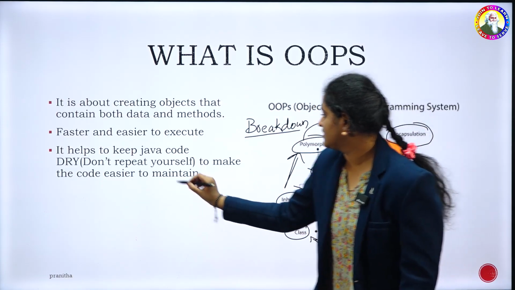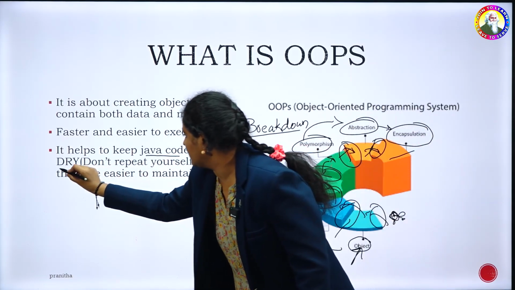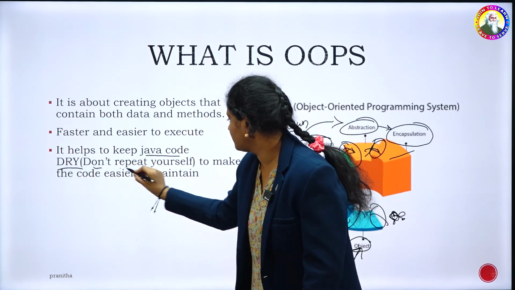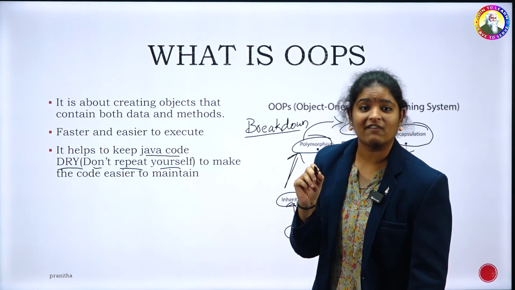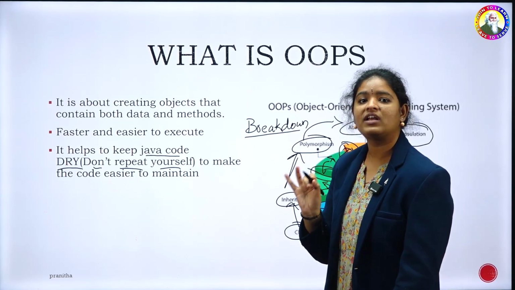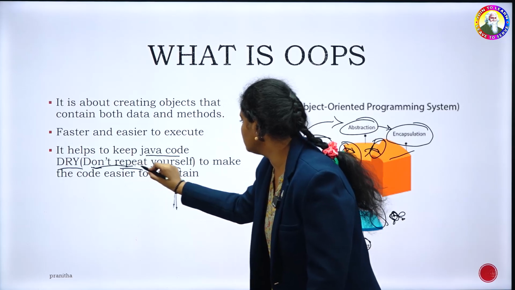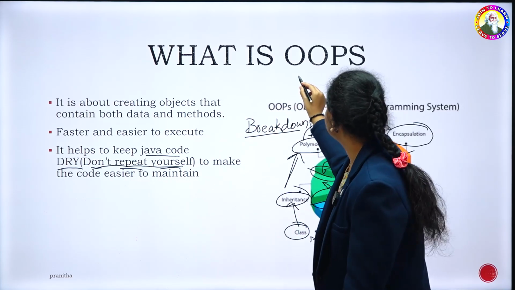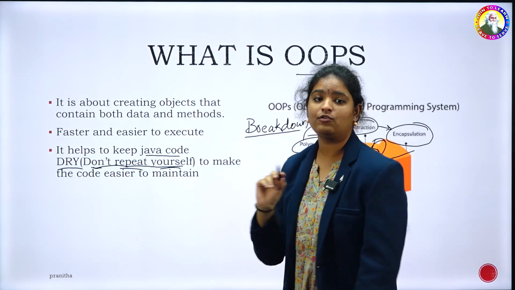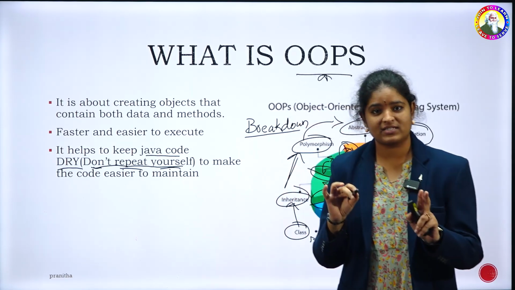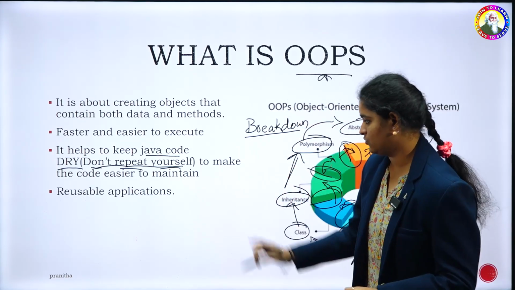The next point is that Java code is DRY. What is meant by DRY? It means don't repeat yourself, which means the Java code is reusable. Don't repeat yourself itself tells you that the OOPS concept is reusable. Whatever code you take, it will be easy to understand. It is reusable applications.